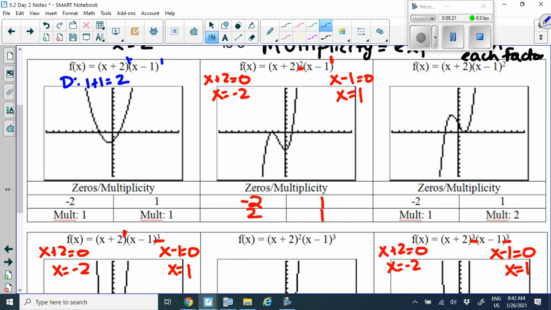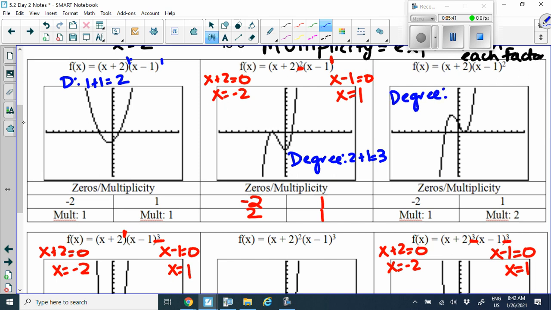Okay? Now let's look at the next one. So to find the degree here, notice that we have the exponents of 2 and 1, which gives us 3. And then our last one, same thing here. We're going to find the degree.